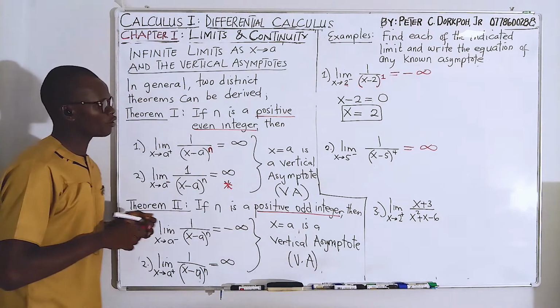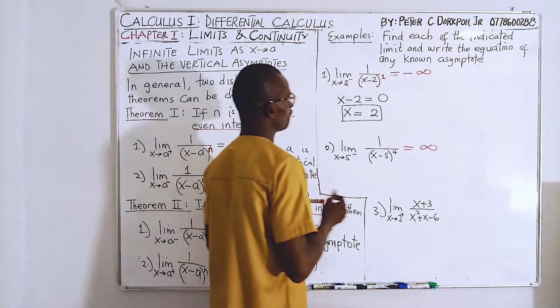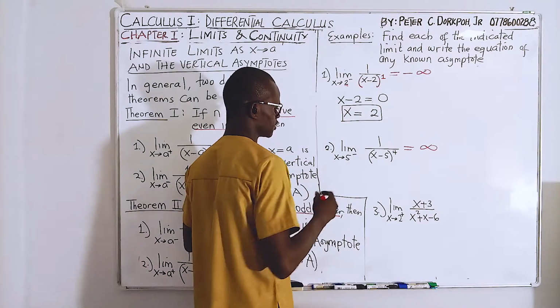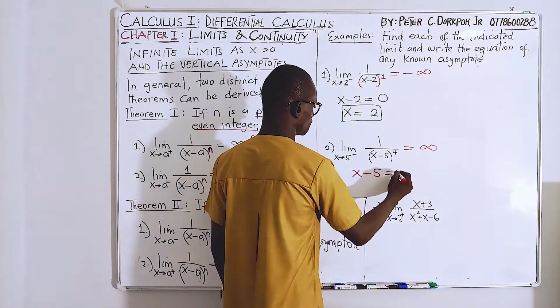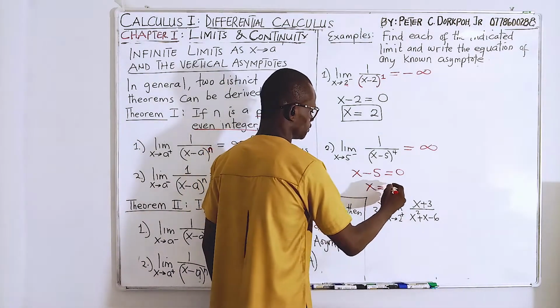Now, what is our equation, if any, of the vertical asymptote? So you have x minus 5 is equal to 0. So x now is equal to positive 5.